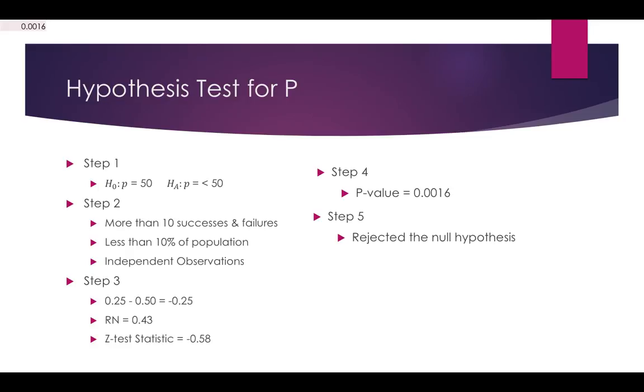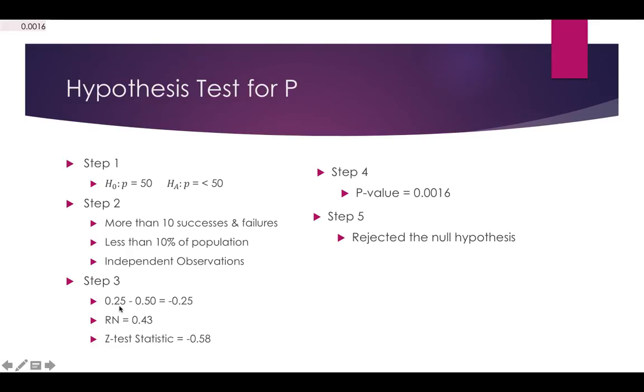So the hypothesis test for p. Step 1, the null hypothesis said that 50% of galoots would care for their offspring. And my hypothesis was that the number would actually be less than 50%. So we have more than 10 successes and failures in this. We're assuming it's less than 10% of the population of all galoots. That was never specified. And these are independent observations.